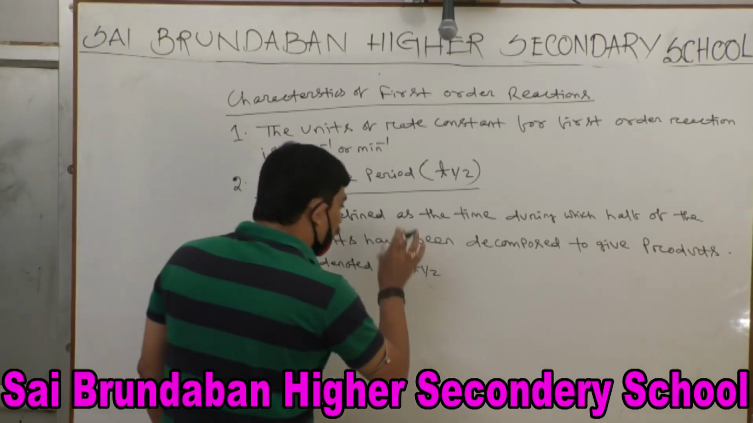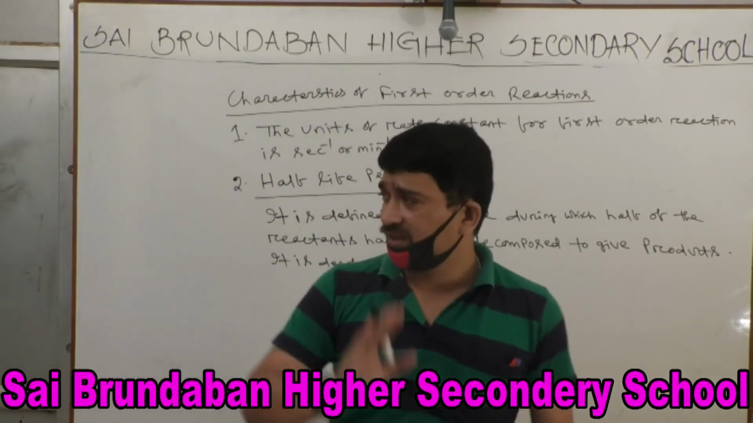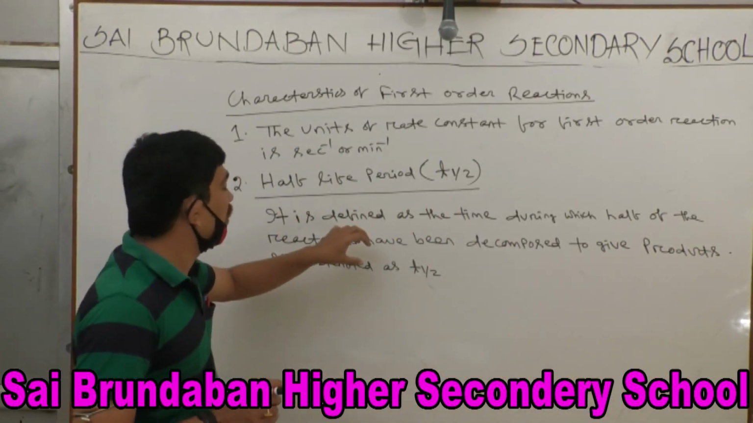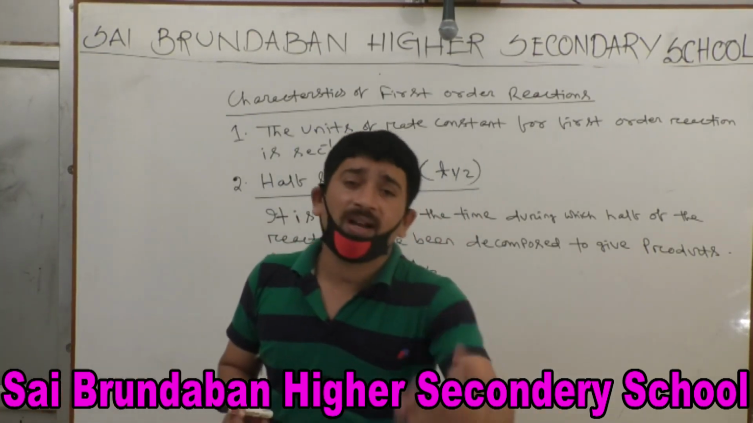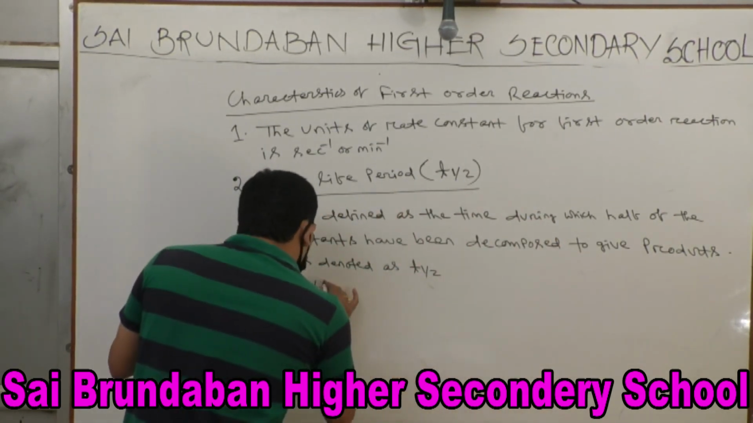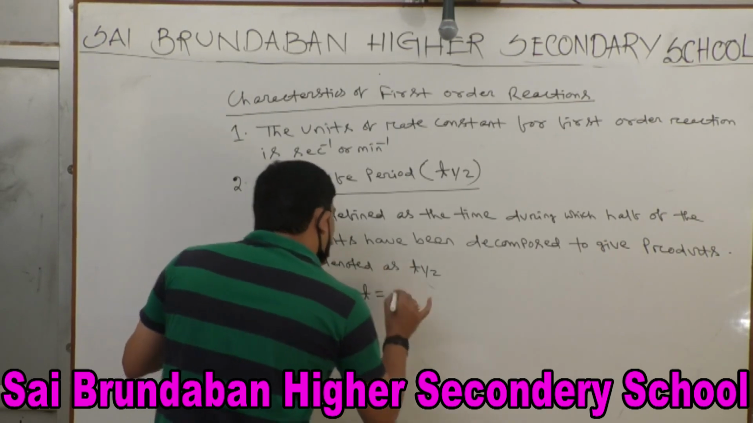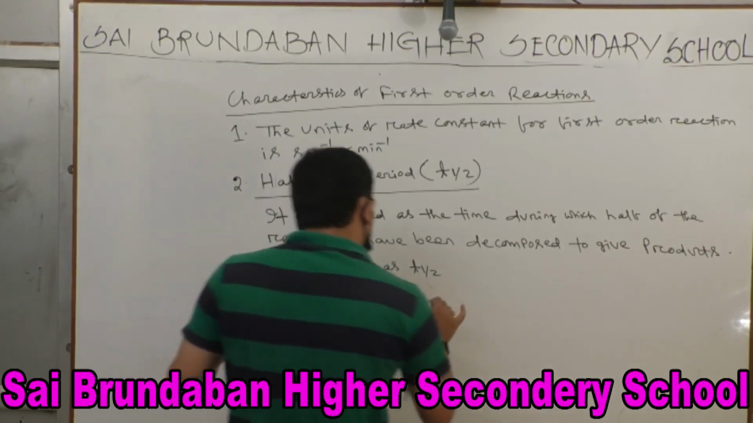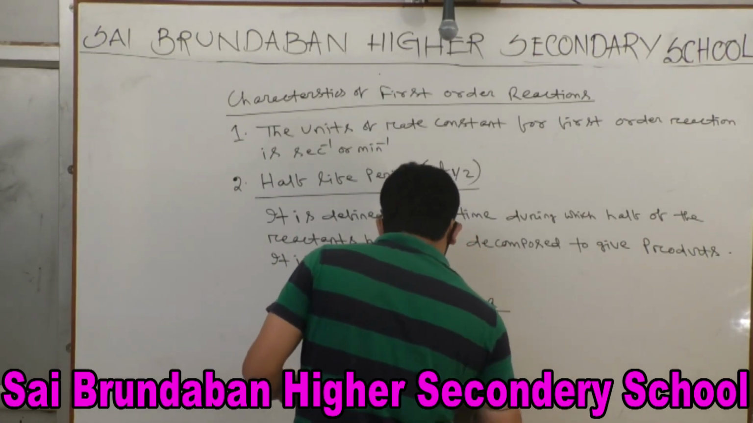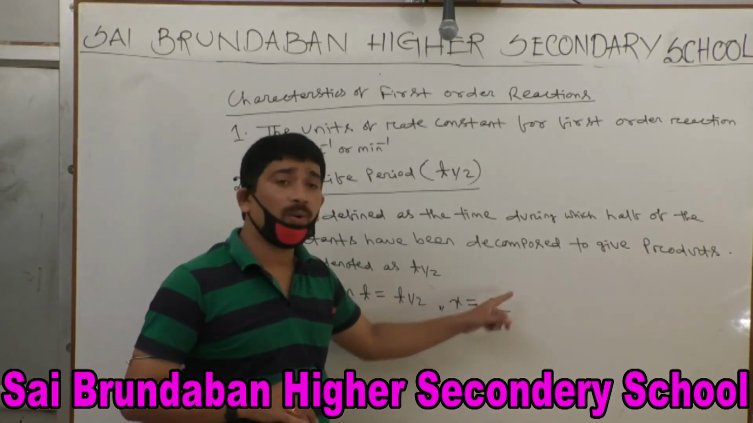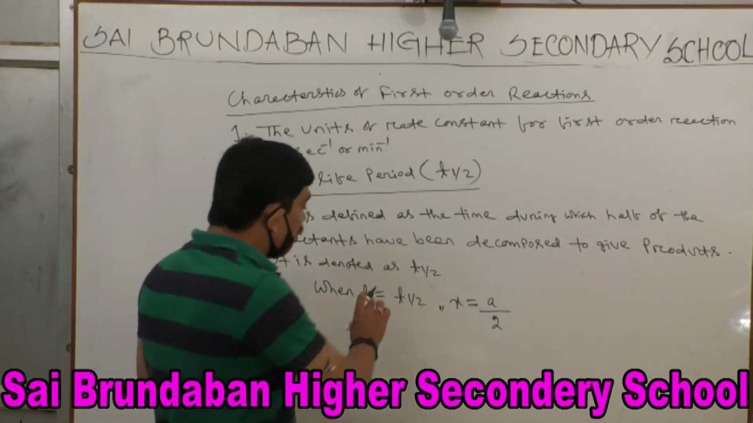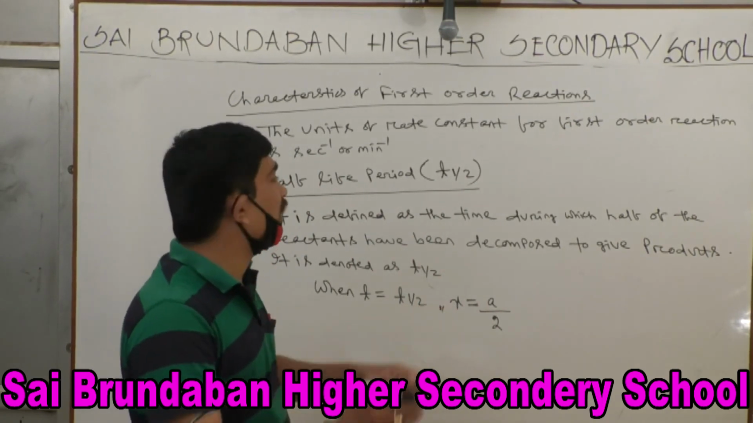Next, we will calculate the half-life value for first order reaction. Already we have calculated the half-life value for zero order reaction. Similarly, we will calculate the half-life period value for first order reaction. How can we calculate it? Look at, when T equal to T half, X equal to A by 2. Clear? You will put this value in the rate constant equation for the first order reaction.